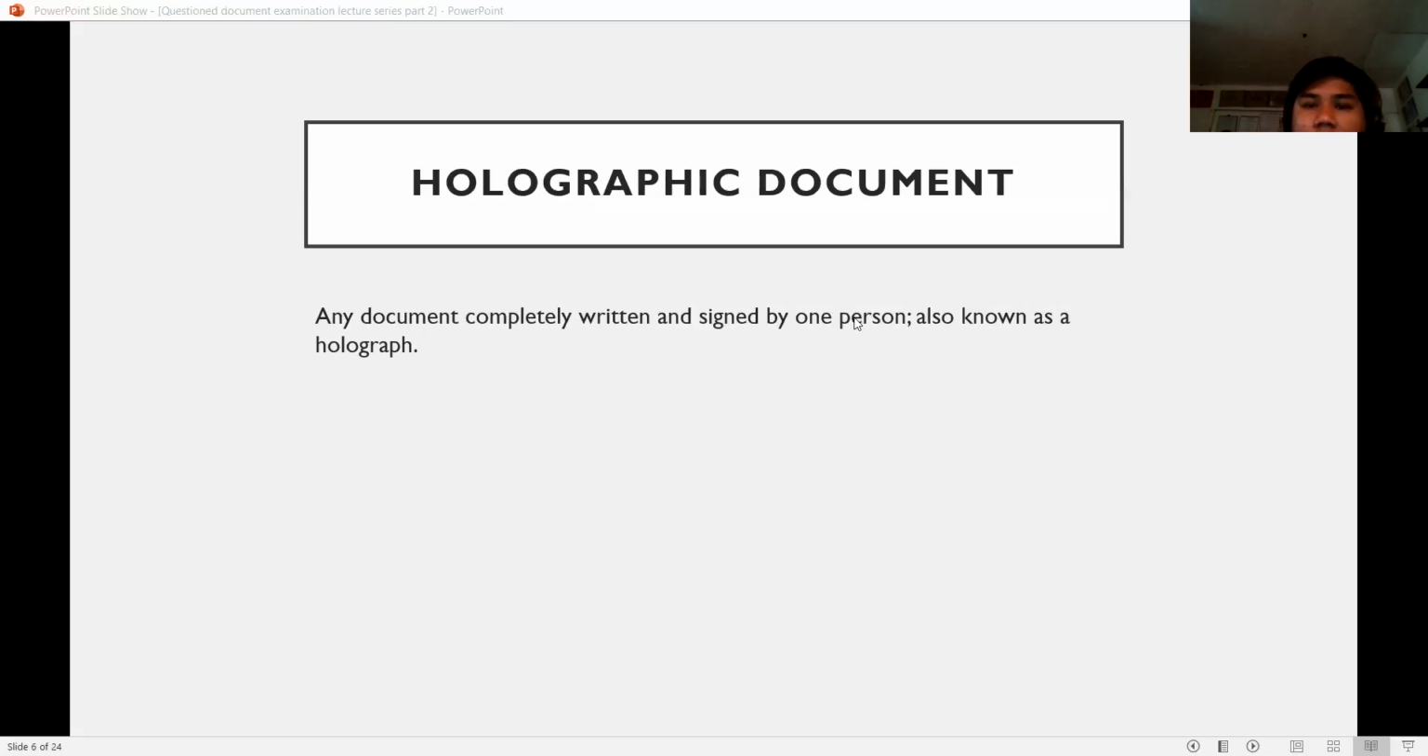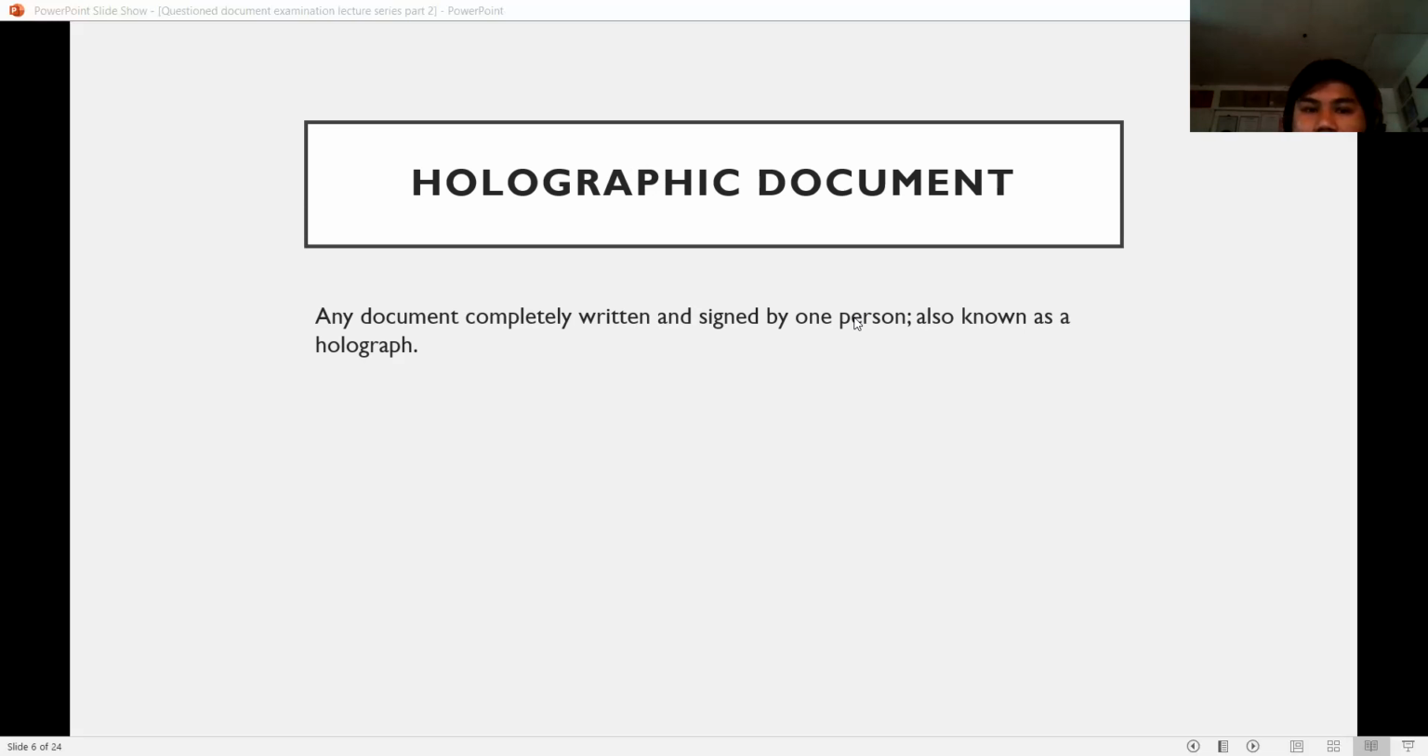And next we have the holographic document or holographic will. A holographic document is a document completely written and signed by one person. And it is also known as a holograph.